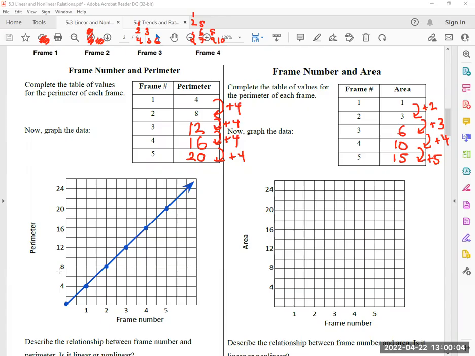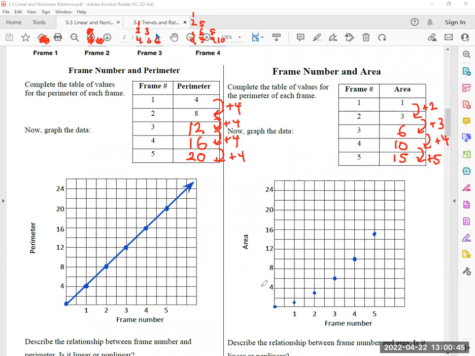So the next one, let's see, this one you might have to do a little bit in between lines. So frame 1, area is 1. So that's actually half of a box. Frame 2 is a 3, so it's 1.5 of a box. Frame 3 is 6, so that's between 8 and 4. Frame 4 is a 10, between 8 and 12. Frame 5 is 15, so it is just underneath the 16. And of course, if I had 0 frames, I would have 0 area. That makes sense?